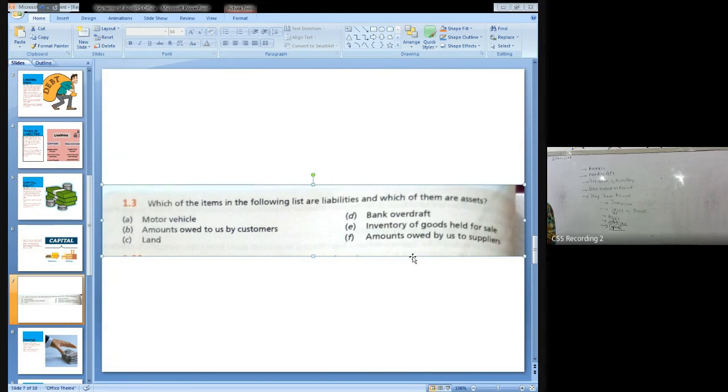And number F is amount owed by us to supplier. It means the amount which we need to pay to a supplier. As we need to pay this amount to our supplier, this would be regarded as a liability of our business. This question will help you to solve your respective worksheet which will be uploaded on Google Classroom.